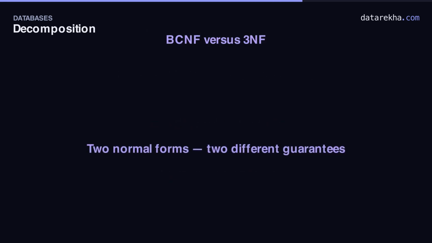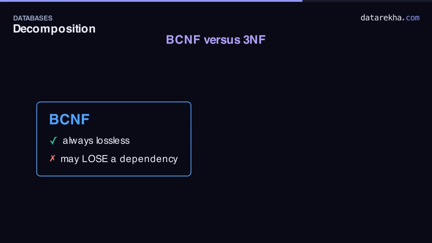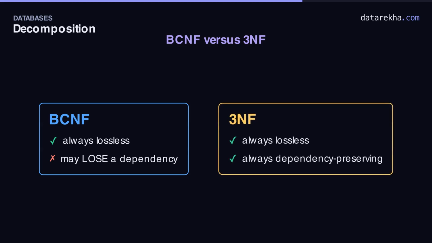This tug-of-war has a famous punchline in how we normalize tables. Two target forms, and they make different promises. Boyce-Codd normal form, BCNF, is always achievable losslessly. You can always split down to it without ever inventing phantom rows. But that stricter form can be forced to break a dependency across two tables, so it may not be dependency preserving. Third normal form, 3NF, is the sweet spot.